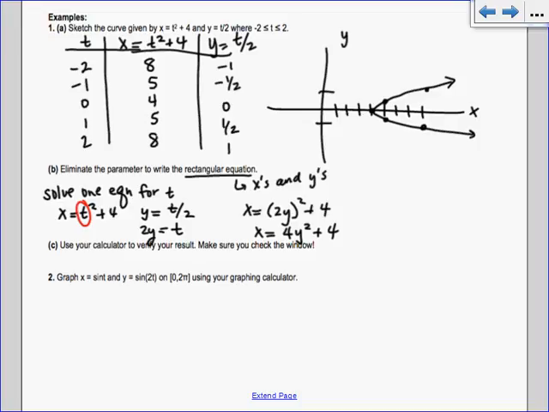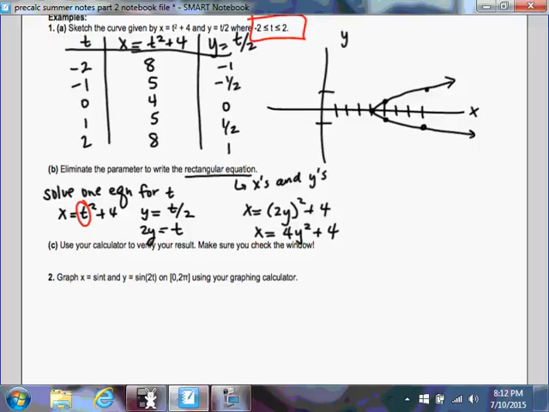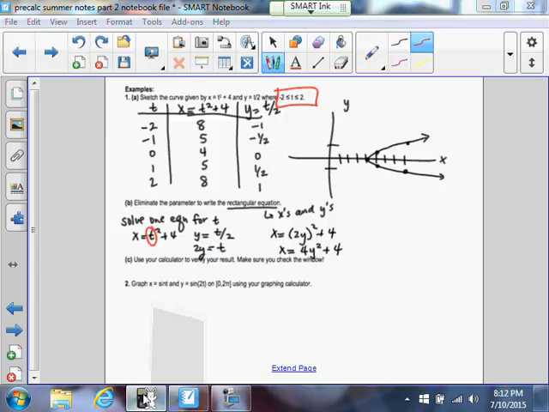Now part C says use your calculator to verify your result. Make sure you check the window. Our window we said had to be between -2 and 2. So if you notice, we have -2 to 2 right there. We can actually graph parametric equations in our graphing calculator. So I'm going to use my little Wabbit app.